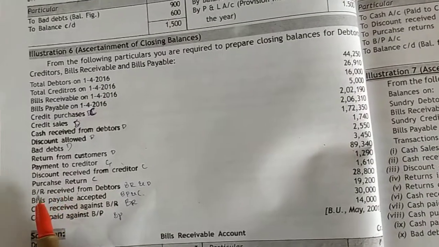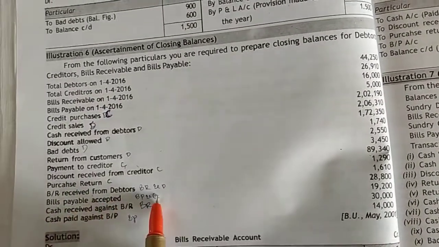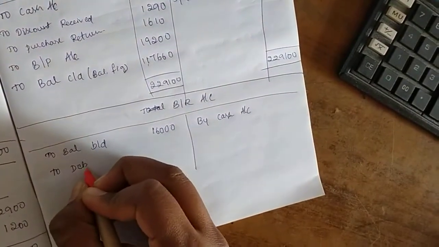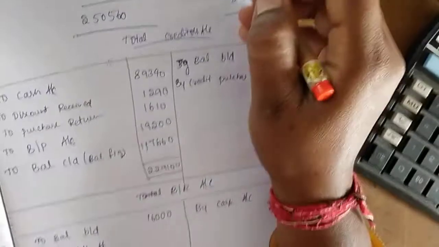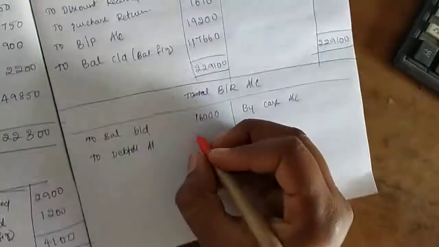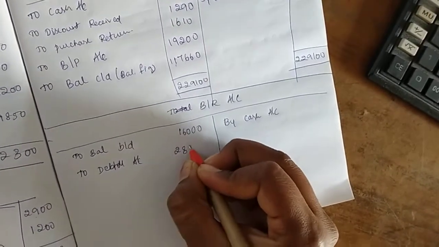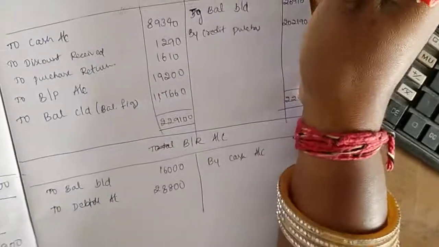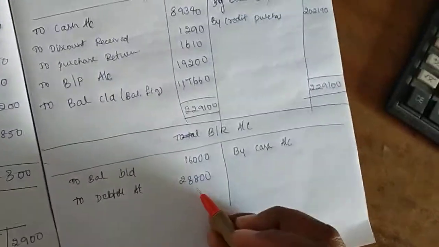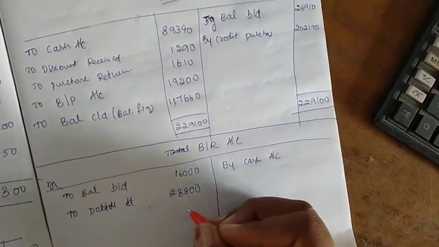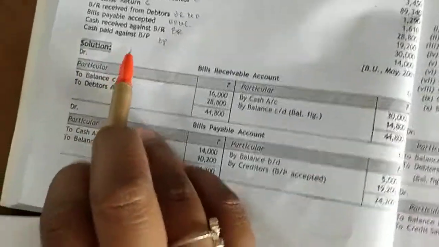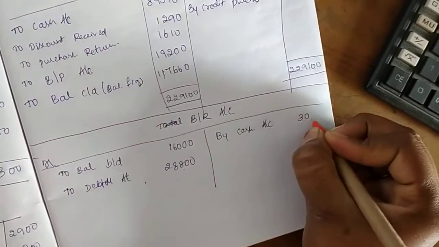So here bills receivable received from debtors will be there. So that will be to debtors account. So here it will be showing in the credit side. Bills receivable account, that we have to show in the debit side, 28,800. In debit side we have to enter that to debtors account. Next is the cash received against bills receivable, 30,000, by cash account 30,000.